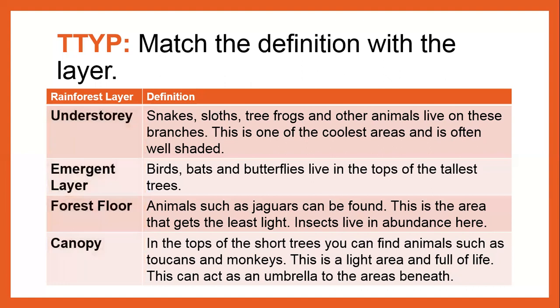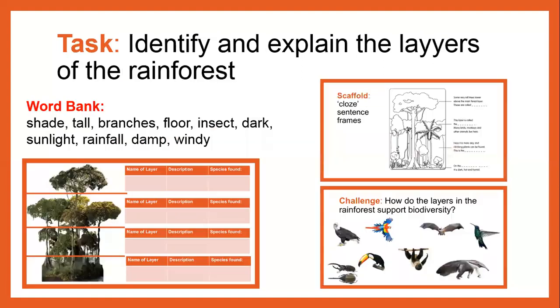Excellent. You were able to identify that the understory has the snakes, sloths, and tree frogs. The emergent layer is the tallest layer. So we can see by identifying those key words, it has the tops of the tallest trees. The forest floor we know has the least light, and insects live in abundance here. The canopy is the area which has the light and is full of life. It's full of life because the most number of species live in the canopy area. So well done for matching the correct rainforest layer to the definitions.